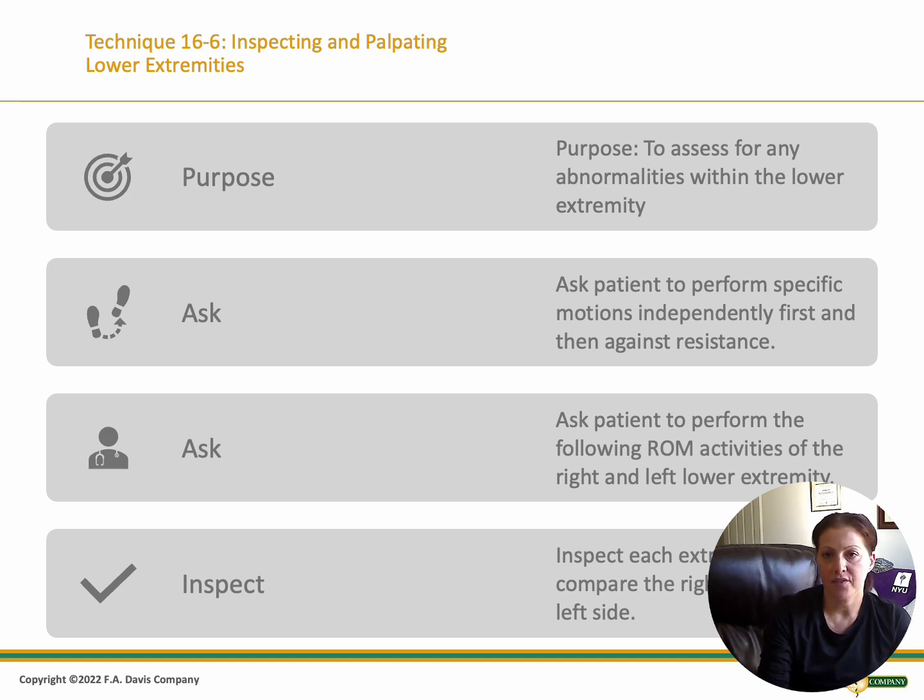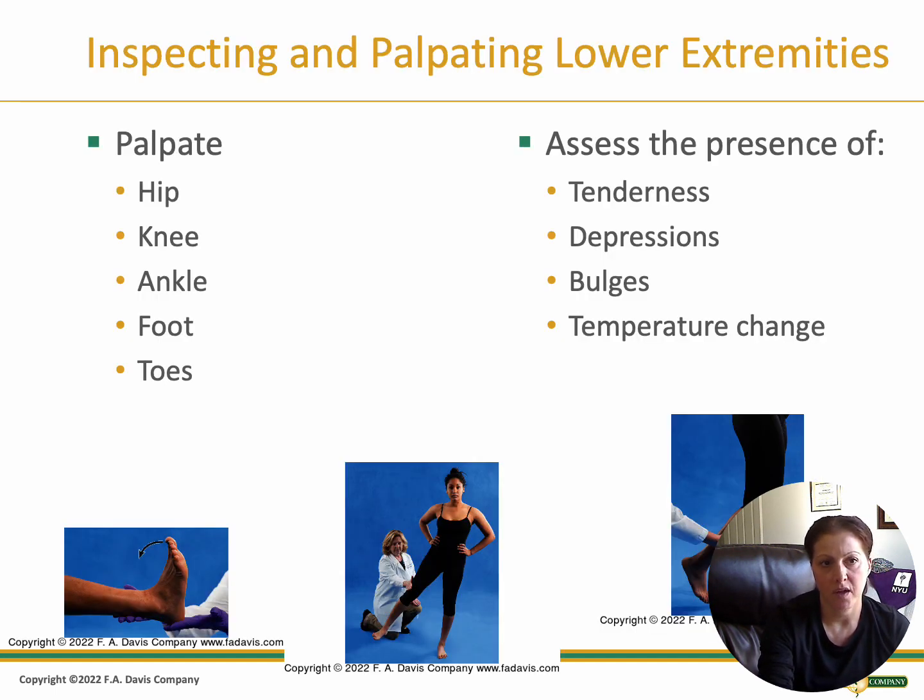Lower extremities are going to follow the same format as the upper extremity, where we're going to assess for any abnormalities, ask the patient to perform specific motions, conduct range of motion activity, and then assess and compare the right side to the left side. Same thing for the lower extremity. We want to inspect and palpate the lower extremities, and we did part of that by assessing their gait. But with palpation, we are going to palpate the hip area, their knees, their ankles, their foot, as well as their toes. Very similar to shoulder, elbow, wrist, as well as fingers.